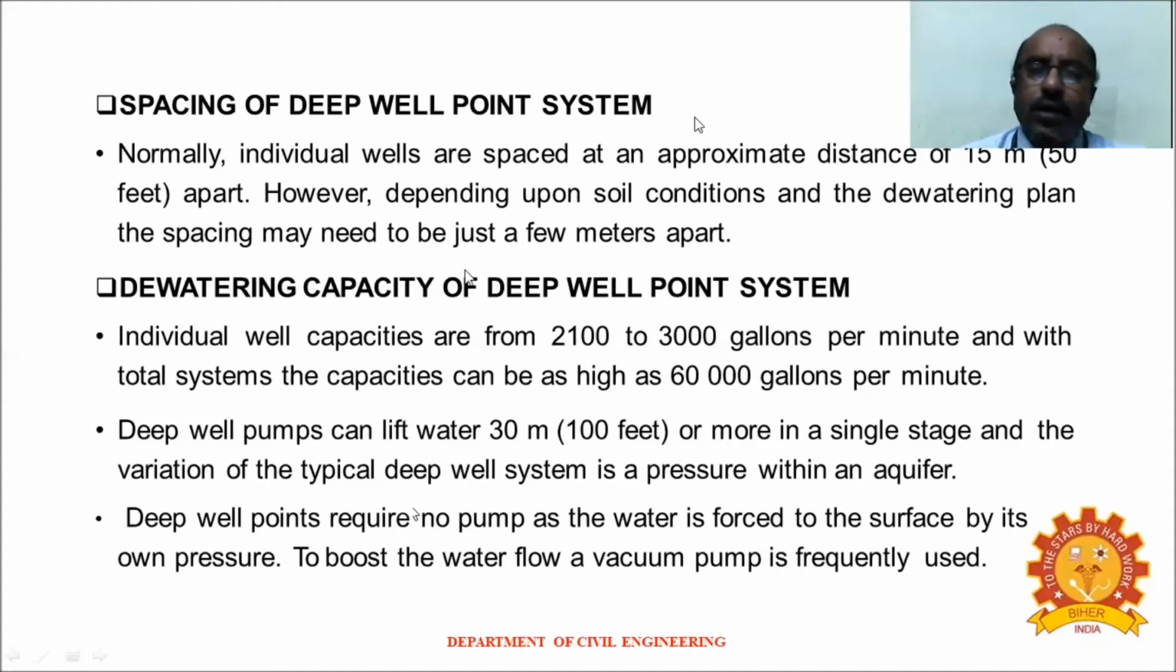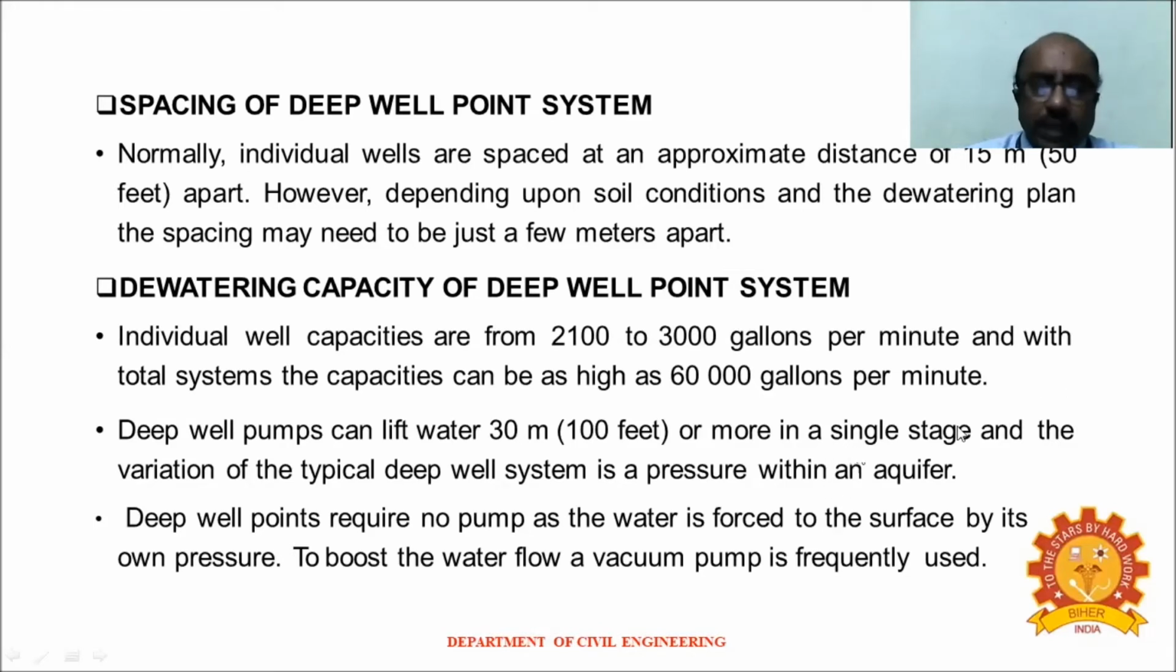And what is the dewatering capacity of deep wells? Actually, an individual well has the capacity of 100 to 300 gallons per minute. That is in FPS units; you can convert that to liters. Also, deep wells can lift water from a very great depth. It can lift the water from 30 meters to the ground level, and then it can pump it to the header pipe, and then to a longer location.